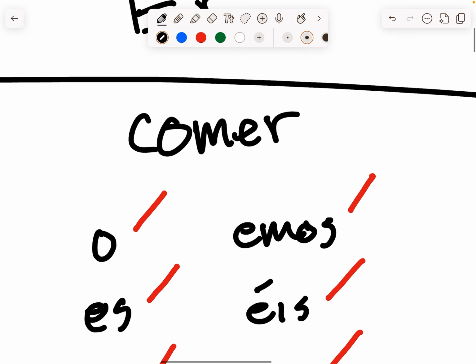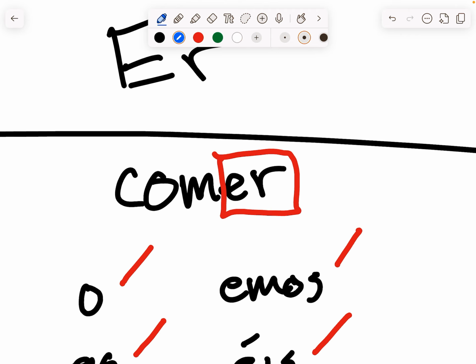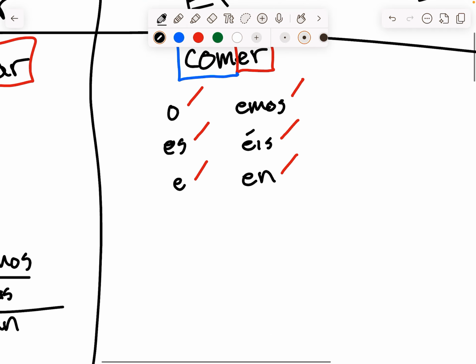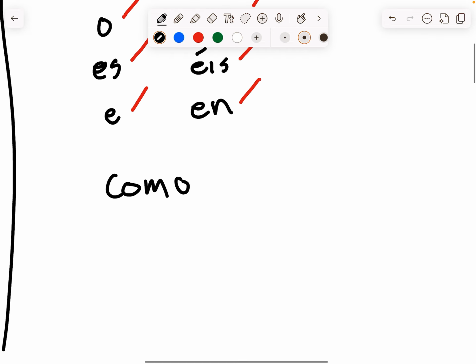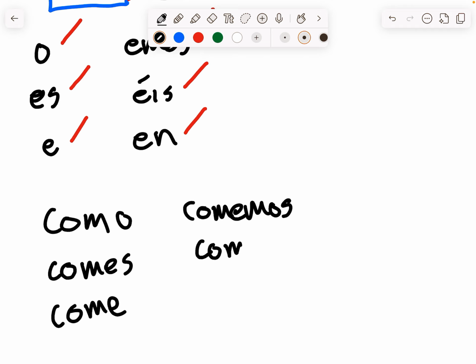And now, what is the stem of comer? Since we know ER is the ending, we can box this section off and find that the stem is com. So now we're going to take the stem, com, and add each of these endings. Como, comes, come, comemos, comeis, and comen.